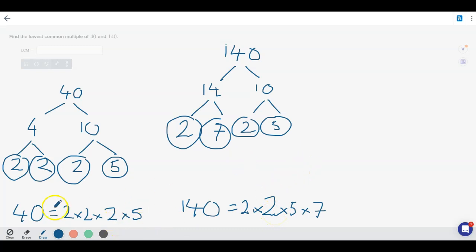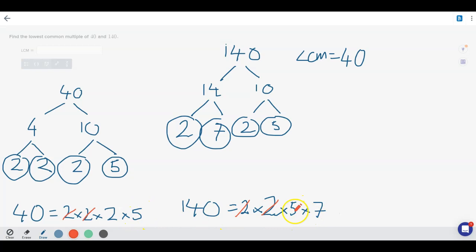Now, let's again start with the number 40. The lowest common multiple is going to be equal to 40 multiplied by whichever factors are not part of that list from 140. So again, I'm going to use red this time. I've got a 2 here and a 2 over here, so I'm going to cross out those 2s. I've got another 2 here and another 2 here, so they can get crossed out. I've got a 2 here, but not a 2 over here, so ignore that one.